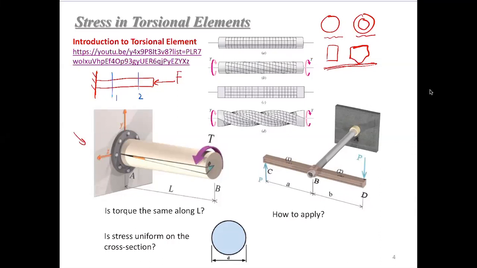So let's look at this axially loaded element. If we cut it from position 1 to position 2, do you think the internal forces are the same at these two locations? I don't think they are. If it was a free beam, it would be, but since it's a cantilever, I think the internal forces are different across those two sections.